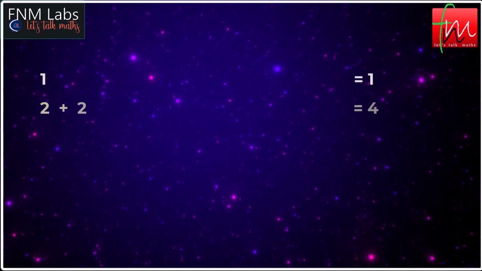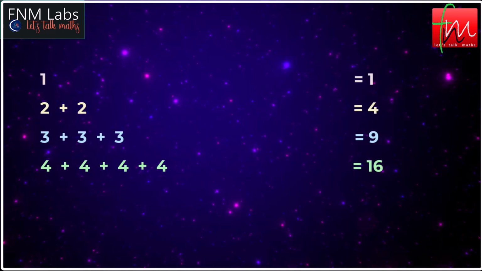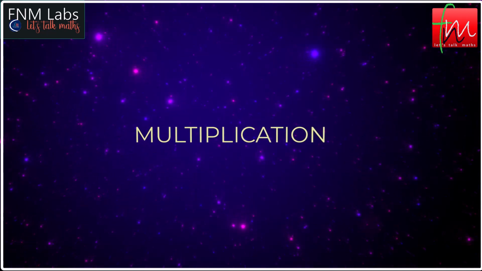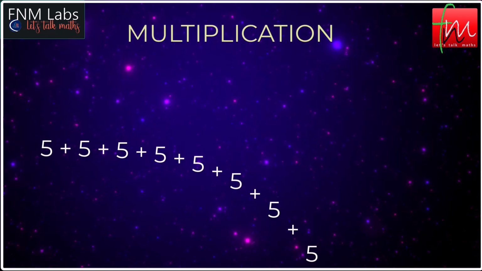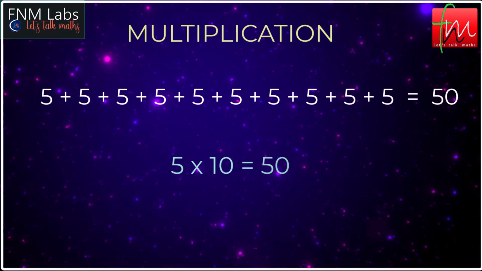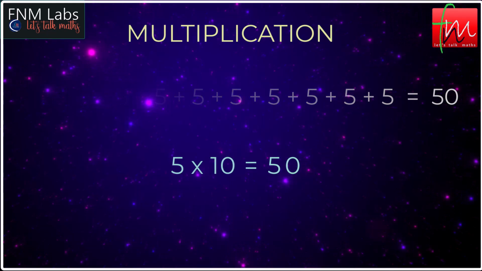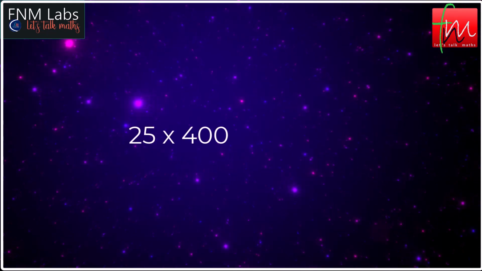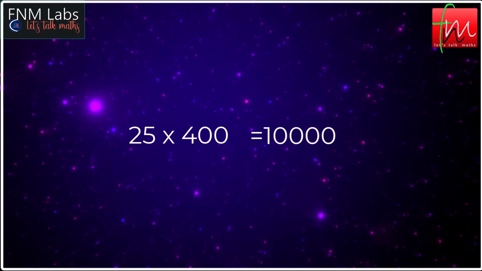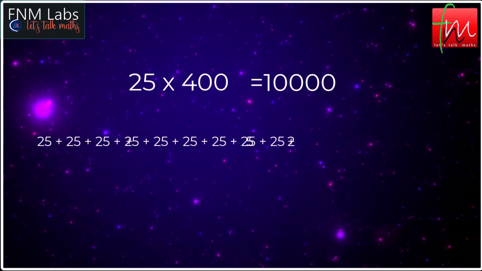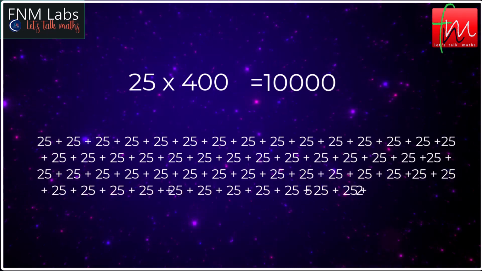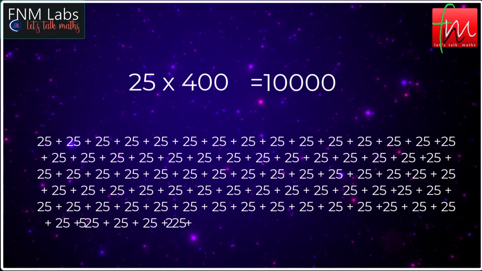Adding the same number multiple times becomes tedious as the number of times increases. There came the idea of multiplication. In order to add 5 ten times, you just need to multiply 5 by 10. If two numbers get multiplied, say 25 into 400, and you easily get 10,000, remember, it is a replacement for adding 25 400 times. Imagine how boring and difficult it would have been in the absence of the idea of multiplication.